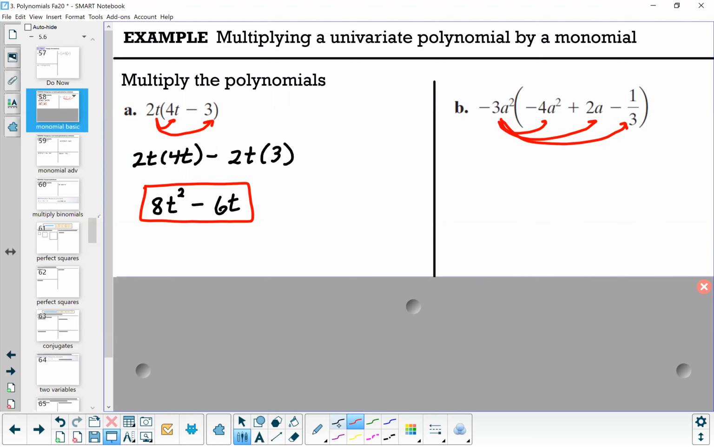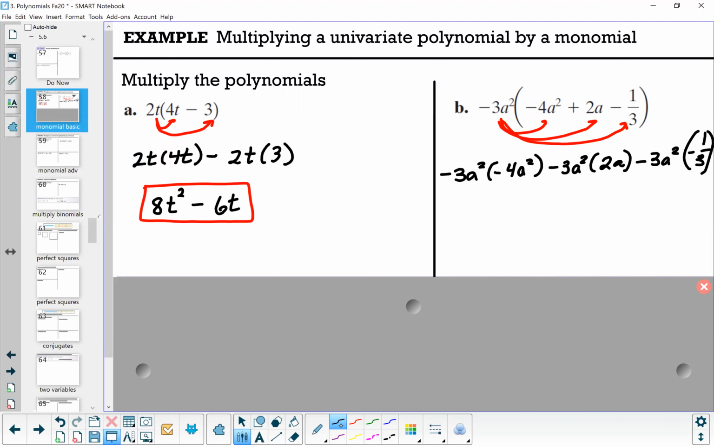And so essentially you're going to get the negative 3a squared is being multiplied to the negative 4a squared. And the negative 3a squared is being multiplied to the 2a. And the negative 3a squared is being multiplied to the negative 1/3.